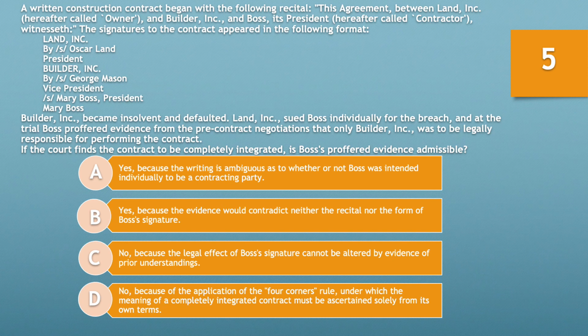A, yes, because the writing is ambiguous as to whether or not Boss was intended individually to be a contracting party. B, yes, because the evidence would contradict neither the recital nor the form of Boss's signature. C, no, because the legal effect of Boss's signature cannot be altered by evidence of prior understandings. D, no, because of the application of the Four Corners rule, under which the meaning of a completely integrated contract must be ascertained solely from its terms. Take 10 seconds and choose the best option.